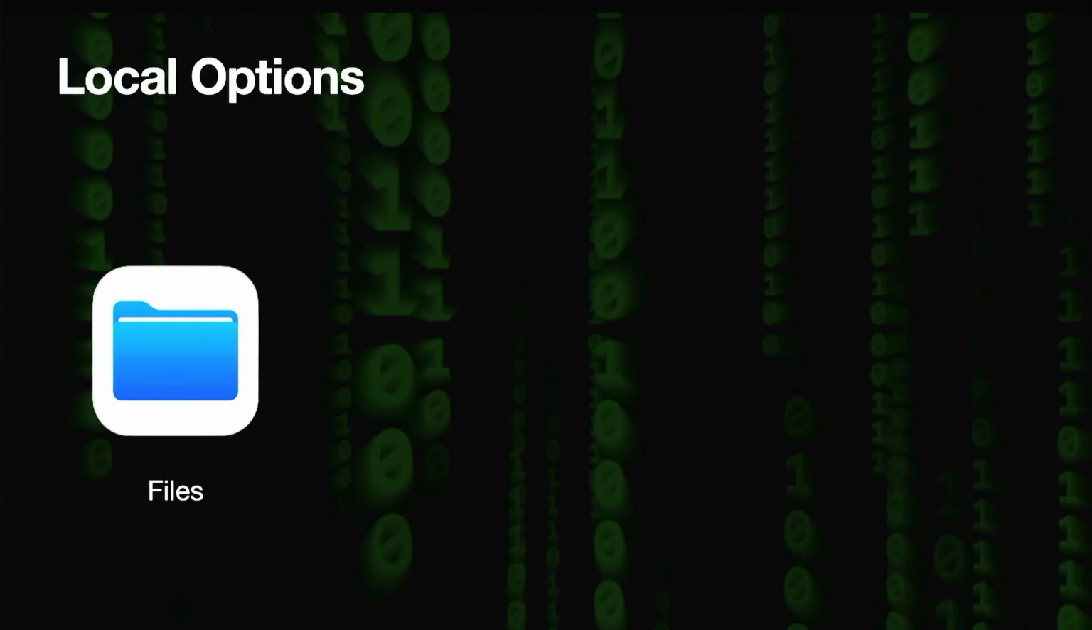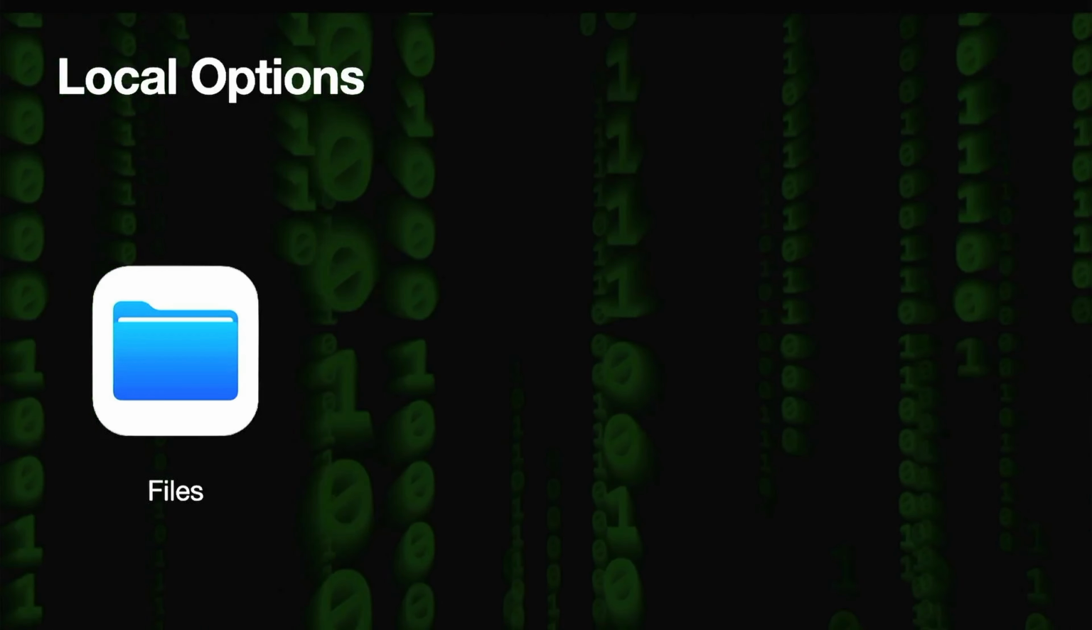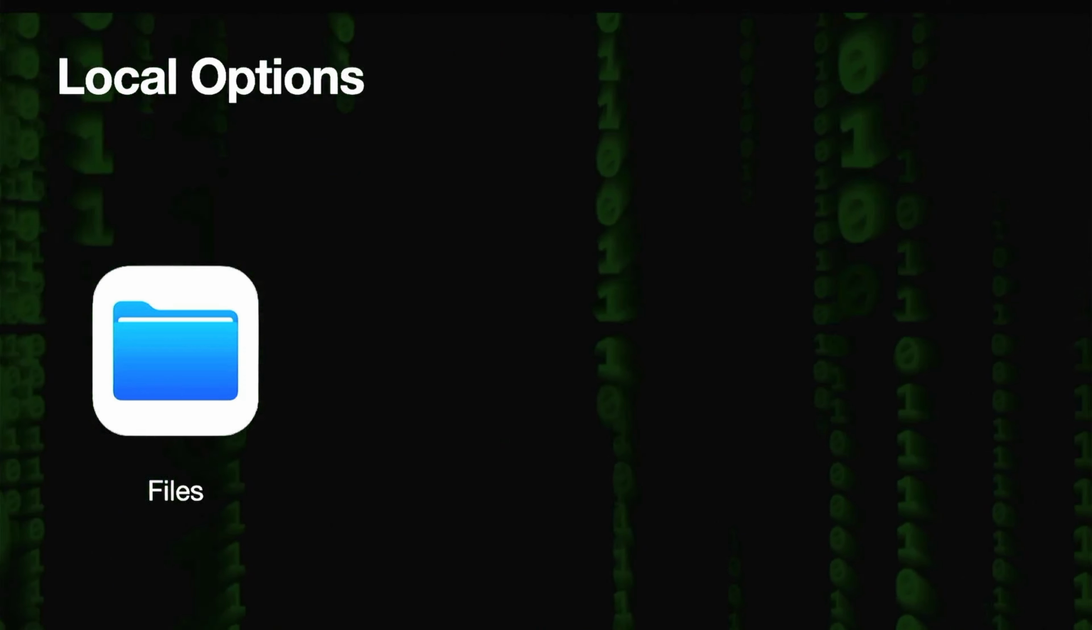So, the different local options that we have. First, we have the Files app. You can just use a JSON file, a text file, or a CSV, comma separated value. You can just save that file to disk in the user's Files app.